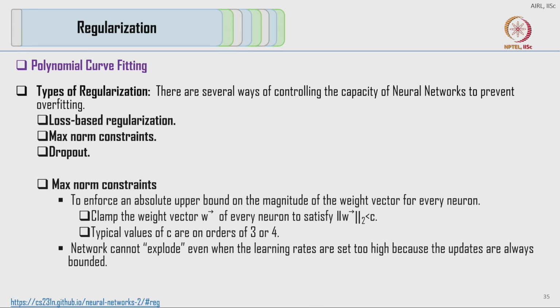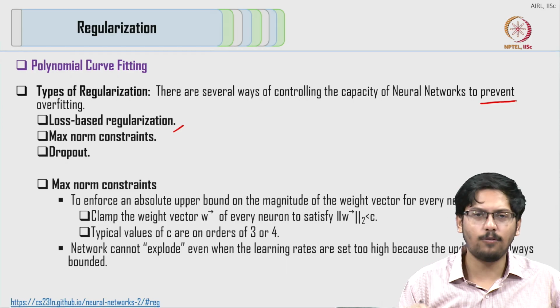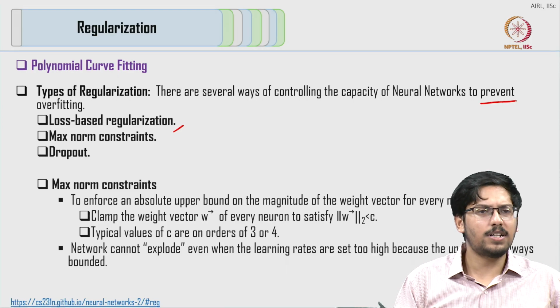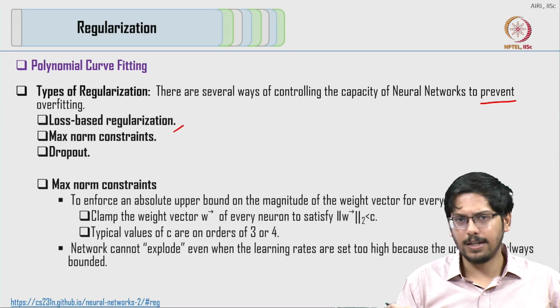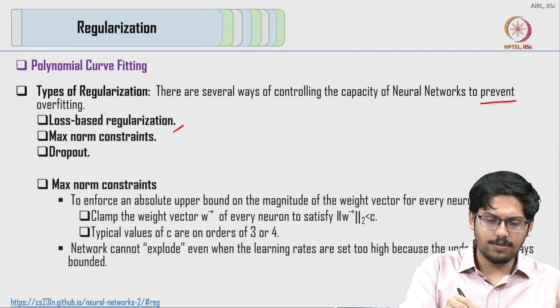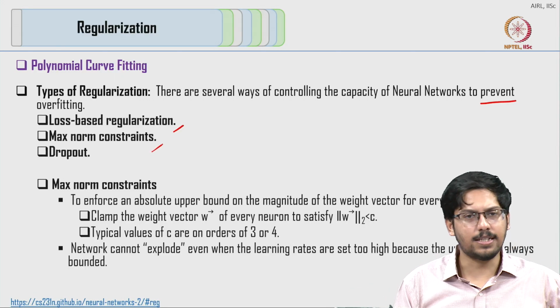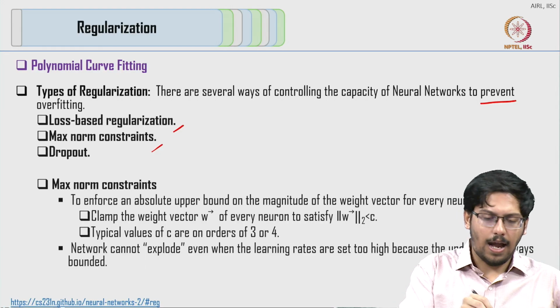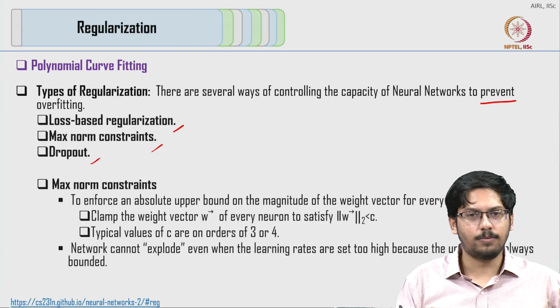Okay. Now we have seen one particular case of using loss based regularization. There are also several other ways of controlling the capacity of single layer neurons or multi-layer neurons so that we do not have overfitting. The first is the loss based regularization that we saw earlier, and that we will also see in the subsequent slides. We also have something known as max norm constraints, which we will highlight now, and finally the dropout.